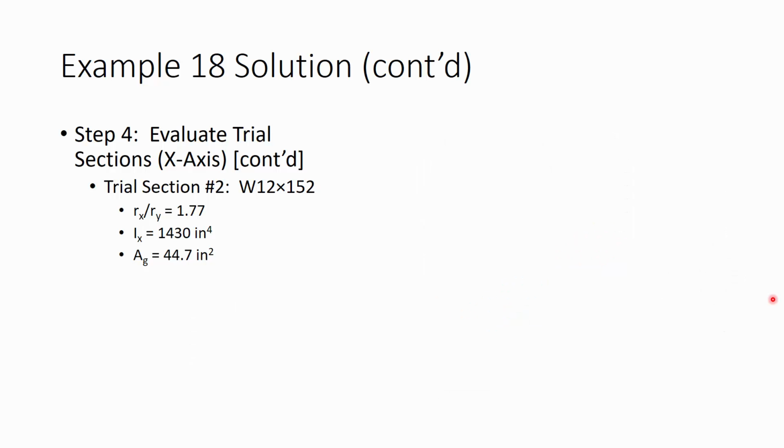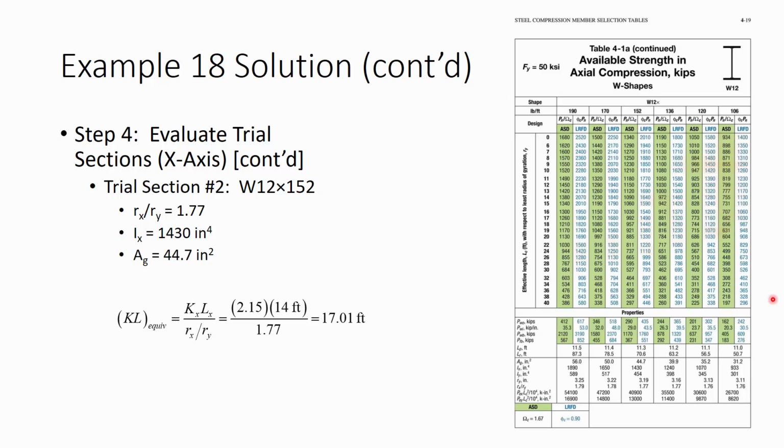Next, now that we have our K value, it goes back to the same as a singular column. We compute our KXLX over RX over RY. So we take our new K value of 2.15 and we have a different RX over RY ratio of 1.77. So K equivalent comes out a little different. It comes out to 17.01 feet. So that's really close to 17.